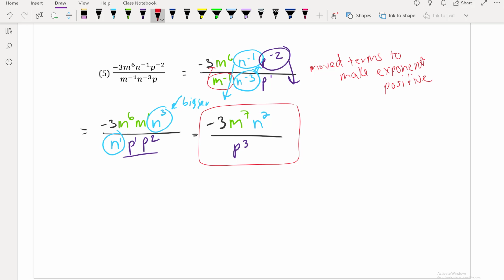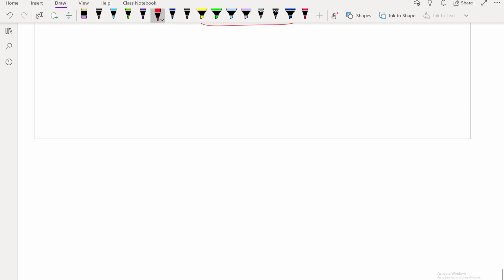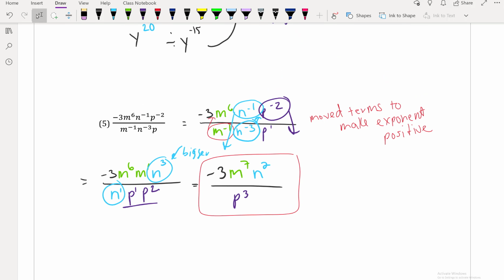So it may look complicated, but really it is just doing multiple steps and making sure that you know your rules of exponents. That is why we keep going back and memorizing those exponent rules to make sure that we have a clear understanding. And that is the end of this chapter.